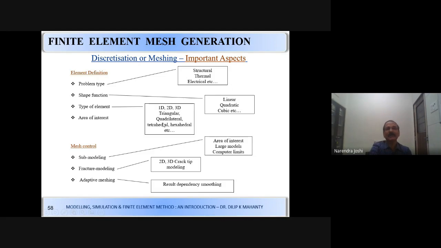So type of element, different types, area of interest. And how do I control the mesh? Submodeling, fracture modeling, adaptive meshing.